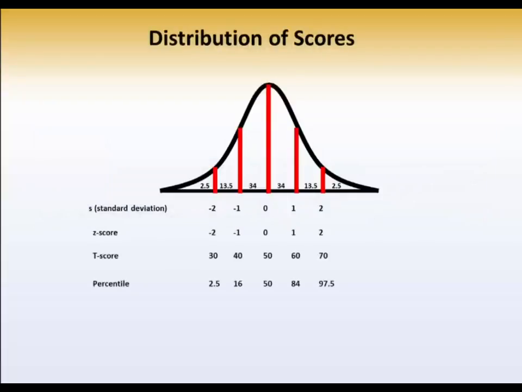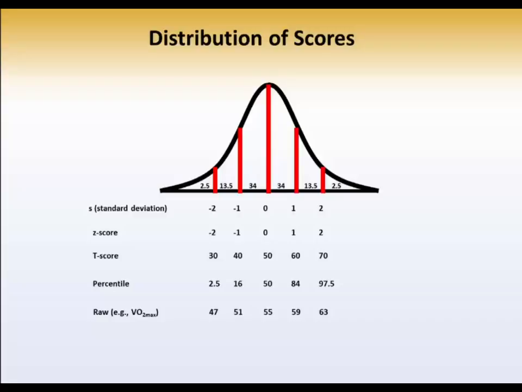Here's a distribution of scores. We have S, or standard deviation, z-scores, which has the same metric. We have t-scores with a mean of 50 and a standard deviation of 10, and then we have percentiles listed. Well, what's your raw score? What values are you working with? If you had VO2 max, as we've illustrated here, the average VO2 max here is 55. The standard deviation is 4.